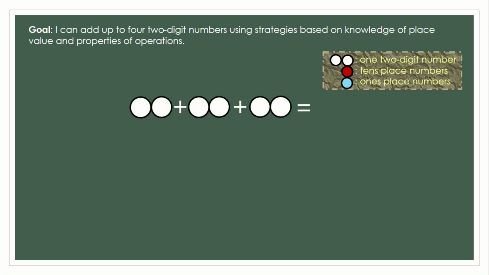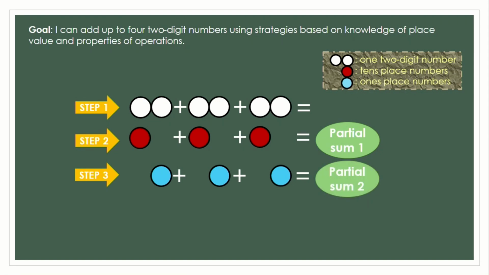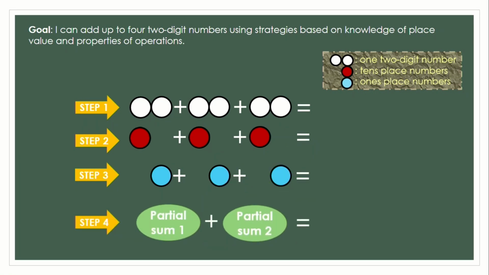Jenny used her knowledge of place value to solve the problem. First, she broke down every number into tens and ones. Then she added the tens place numbers first and got the first partial sum. Next, she added the ones place numbers and got the second partial sum. During the adding, she changed the order of two numbers to help herself add easier using make 10 strategy. Last, she added the two partial sums together and got the final sum.